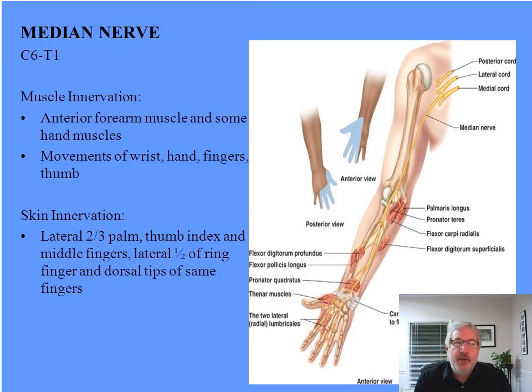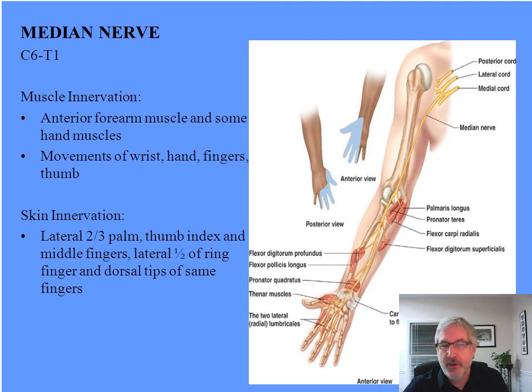All right, so median nerve. So anterior forearm and muscle. I'm not sure there's anything I want to show you here except for the fact that there is this region down here near the wrist. It's called the carpal tunnel. Okay, and there is a ligament that goes across there. Okay, the skin innervation is lateral 2/3 of the palm, the thumb, index and middle fingers, and lateral half of the ring finger.